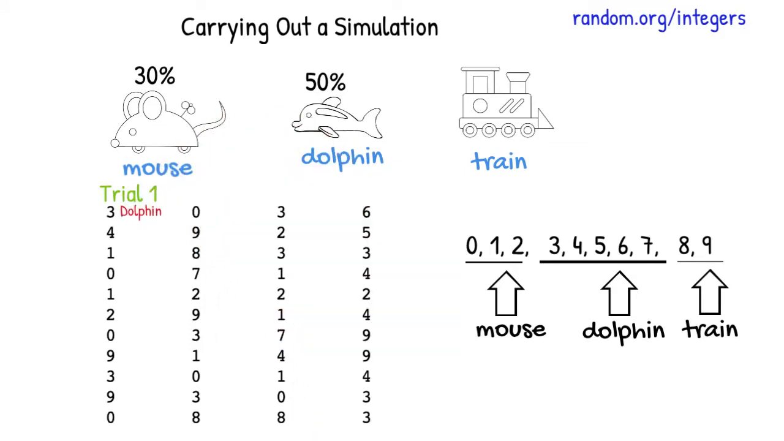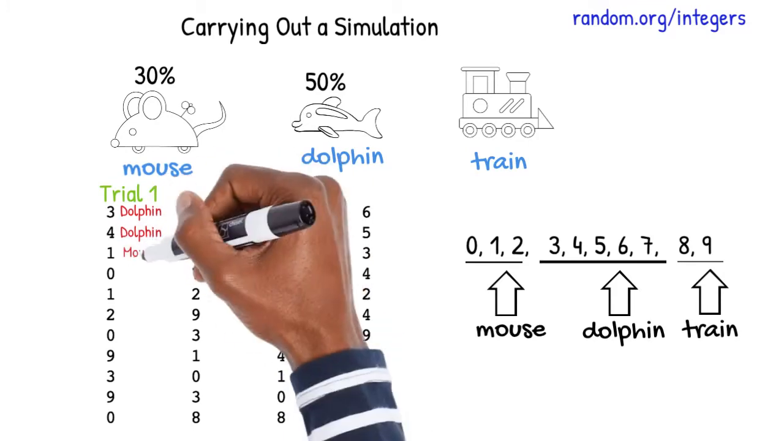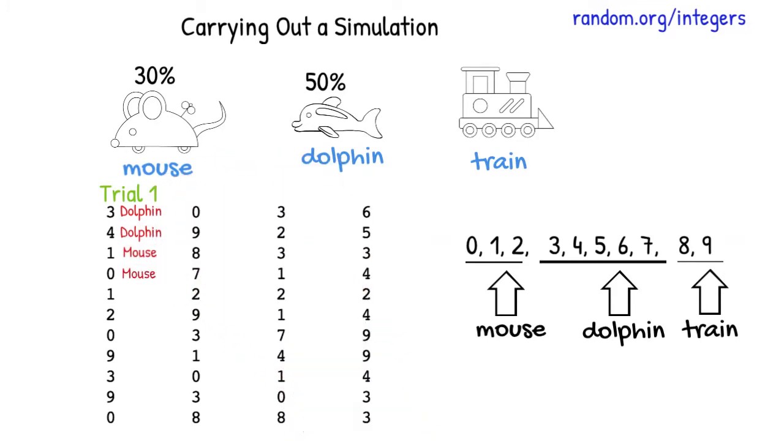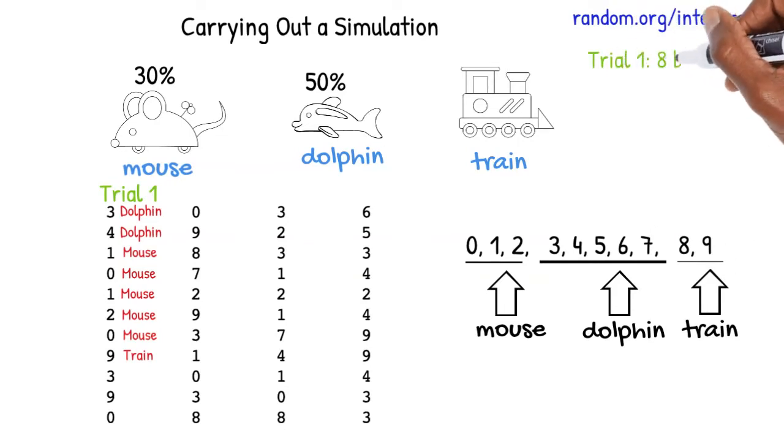The 3 means that I picked a dolphin. 4 is another dolphin. 1 is a mouse. 0, another mouse. 1 is another mouse. 2, another mouse. 0, another mouse. And finally, with 9, we pick a train. Trial 1 ends. We picked the toys from 8 boxes in that trial to collect all 3 toys.